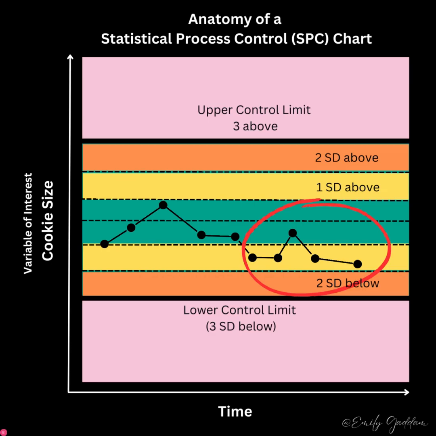It's like when you try to follow a recipe and somehow you end up with cookies that are constantly larger or smaller than intended. It's a clear sign that something in the process needs adjusting, just like our SPC chart reveals. All right, so let's keep an eye out for these trends as we dive into the next rule and uncover more insights into SPC chart analysis.